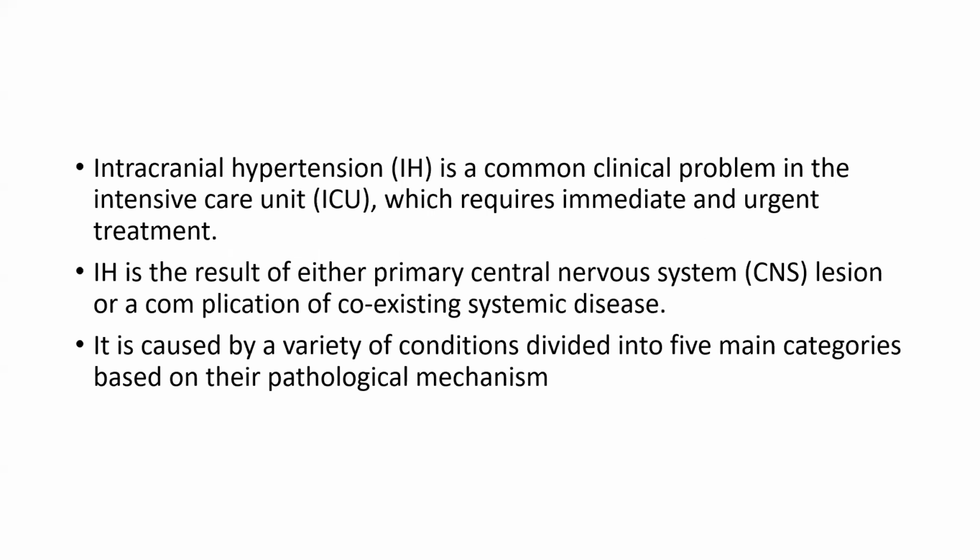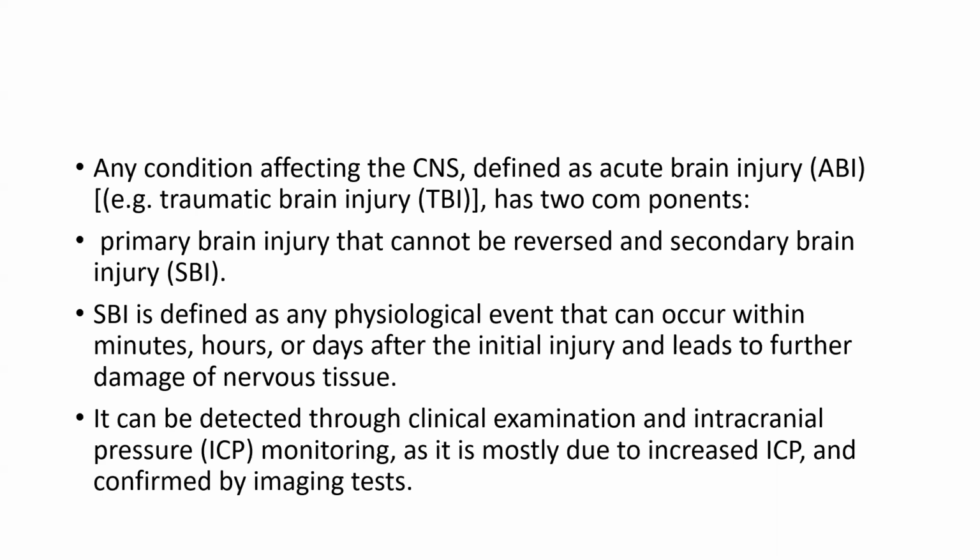It is caused by a variety of conditions divided into five main categories based on their pathological mechanism. Any condition affecting the CNS is defined as acute brain injury, and it has two components: primary brain injury that cannot be reversed, and secondary brain injury. Secondary brain injury is defined as any physiological event that can occur within minutes, hours, or days after the initial injury and leads to further damage of nervous tissue.